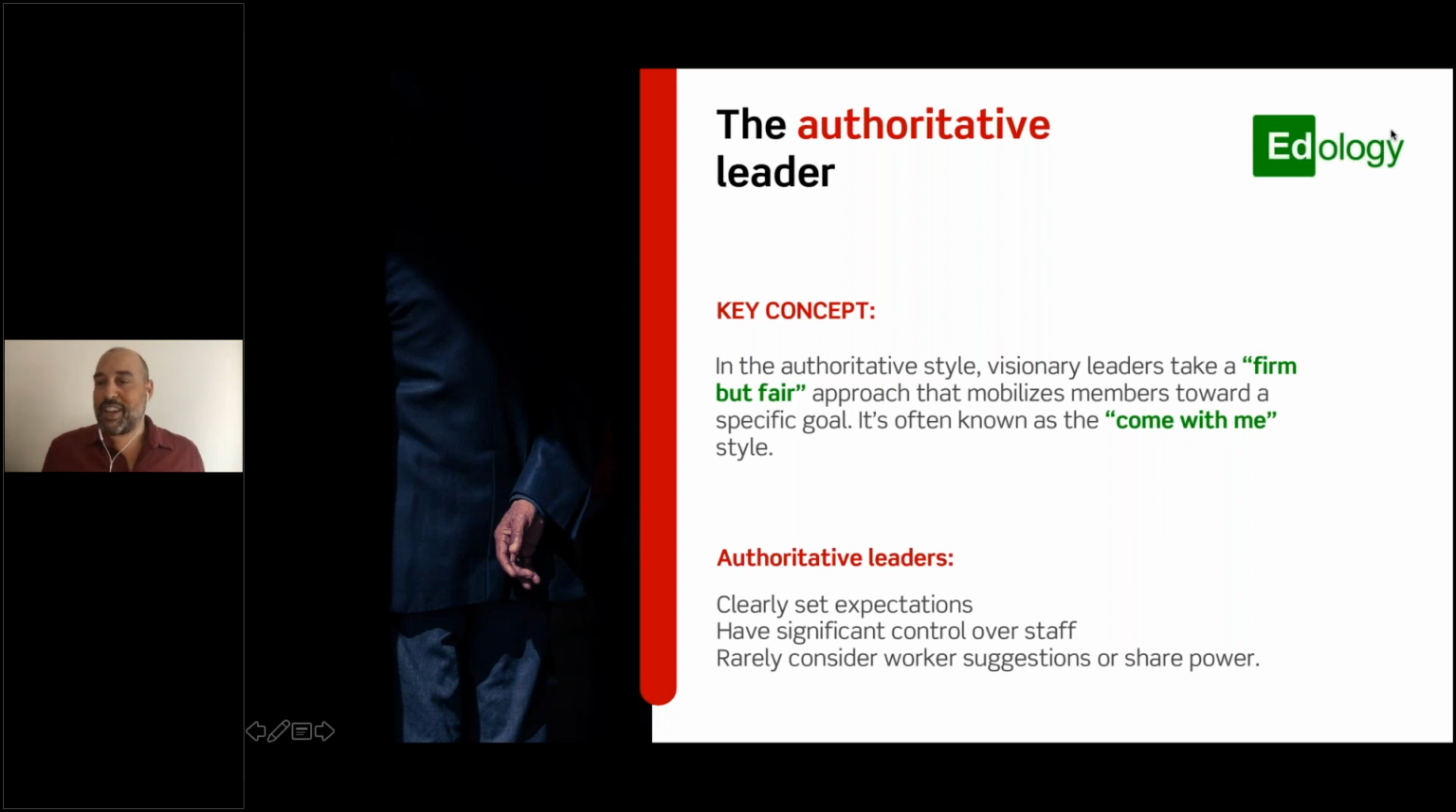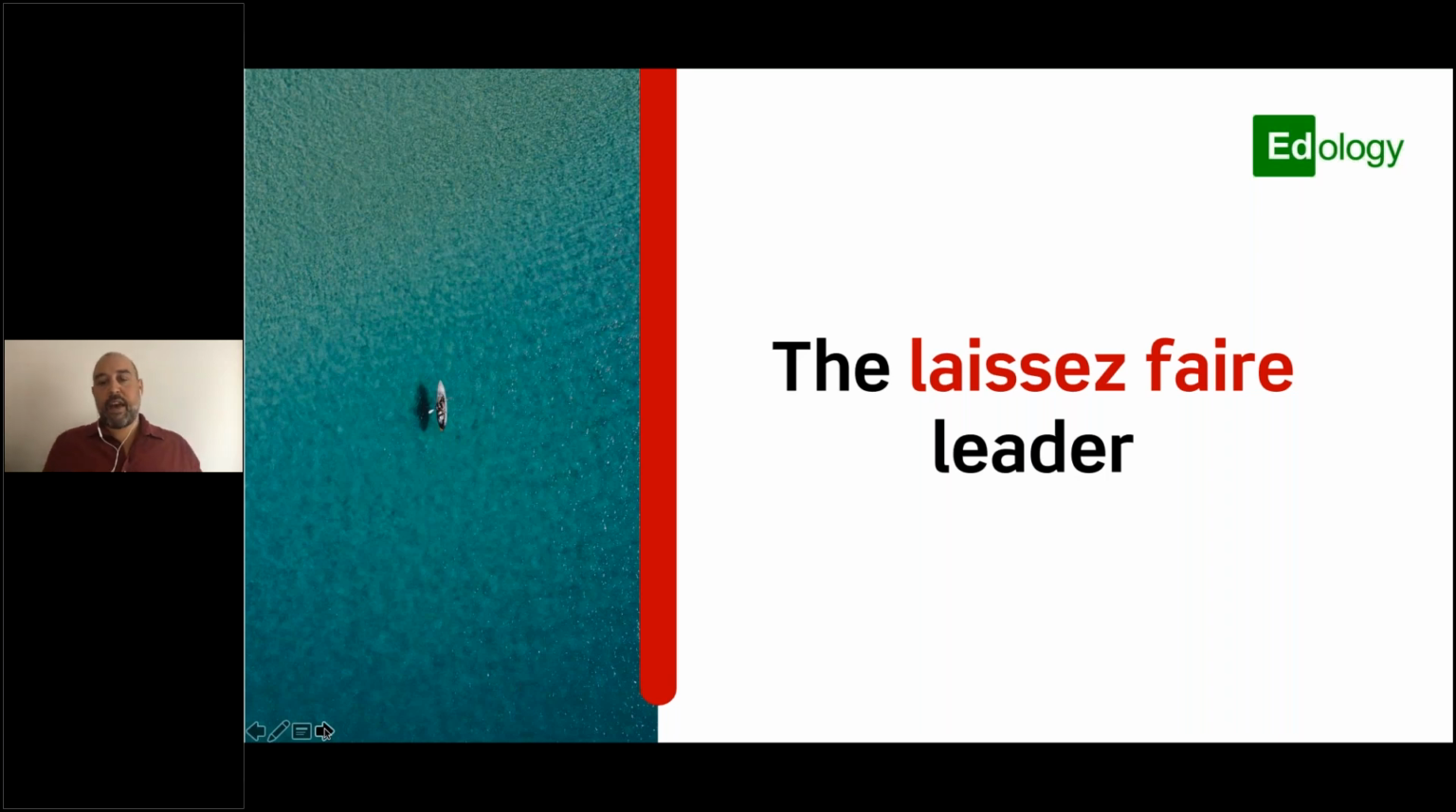I'm pretty sure none of us are looking to become authoritative leaders, but there are times when one has to be authoritative, I'm sure, and we have been in the past as managers and will be in the future. The laissez-faire leader. You couldn't get more of an opposite leader than the laissez-faire leader.